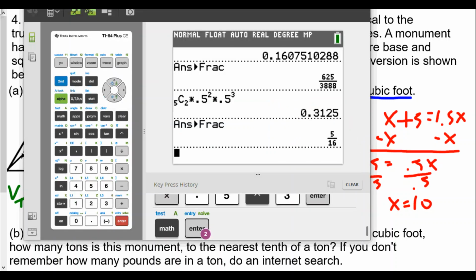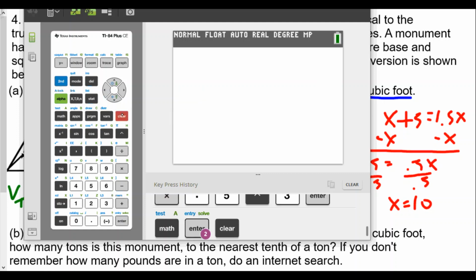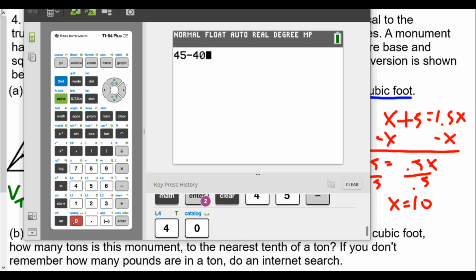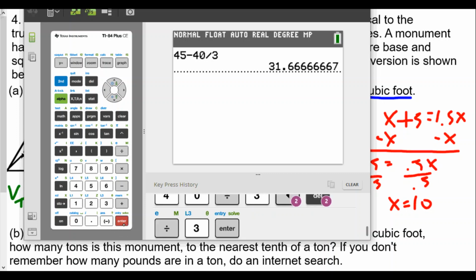So let's get the calculator and clear this. All right, so 45 minus 40 divided by 3. Oops, hang on a second though. I was going to make an error. Actually, no, it will be 45 minus 40 divided by 3. That's exactly what it should be. All right, and we get 31.6 repeating.